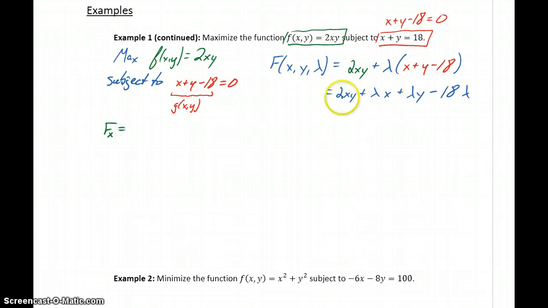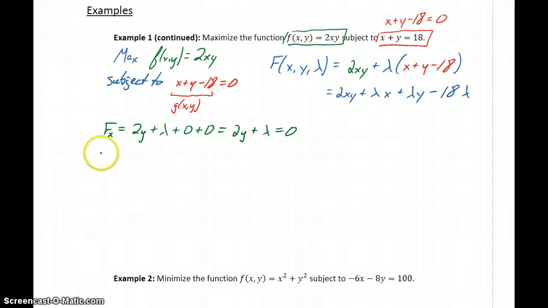First with respect to x. So we'll take the derivative of this function term by term. So we'll get 2y plus lambda plus 0 plus 0. Which will give us 2y plus lambda. And then we'll set that result equal to 0. So this has two variables. We can't solve it on its own. We'll need to find one or both of the other partial derivatives, so that we can solve this system.